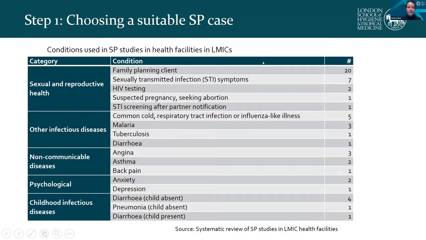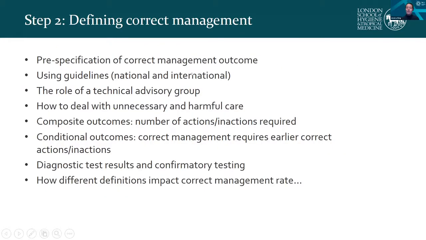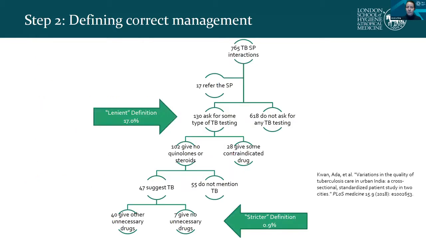So our next step is to define correct management. So this means that for every condition that you've decided to measure in your study, you need to pre-specify what actions the provider has to take to say that they have correctly treated the patient. And it's good to be able to use guidelines or a strong evidence base to say what correct management is. And you might want to do a composite outcome where a number of actions or inactions are required. And so I'll just show this example, which is an example of a TB standardized patient study.